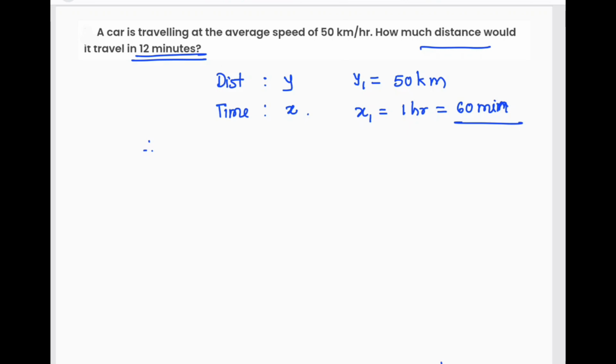So it has to be less distance. As soon as the time decreases, the distance covered will be less. So it means that it is a direct variation. So y1 upon x1 is equal to y2 upon x2.